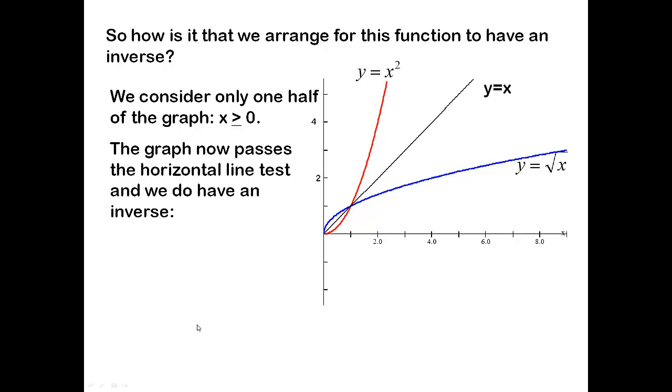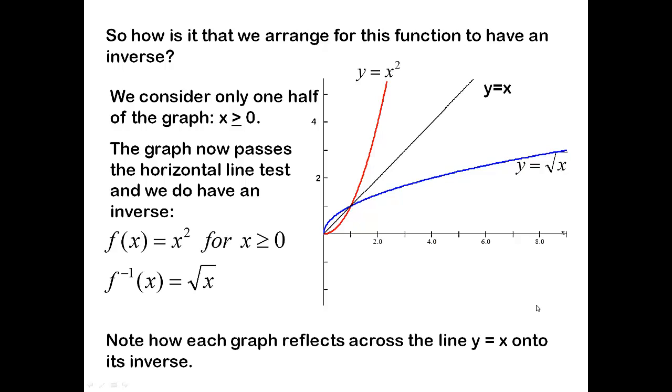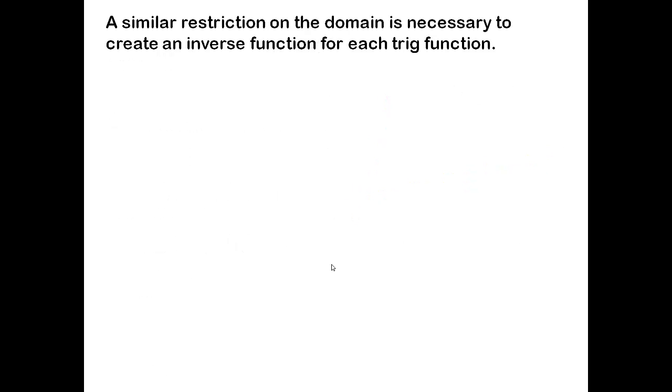It passes the horizontal line test, and it passes the graphical test of what an inverse is supposed to look like, and that is it's supposed to be reflected across the line y equals x. So by restricting the domain of the x squared function to all x greater than or equal to 0, we create an inverse function for it, where otherwise it would not have one. We have to do that to trigonometric functions to be able to create inverse functions for them.